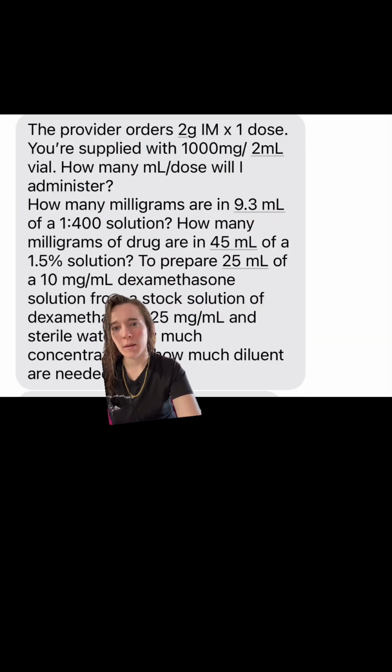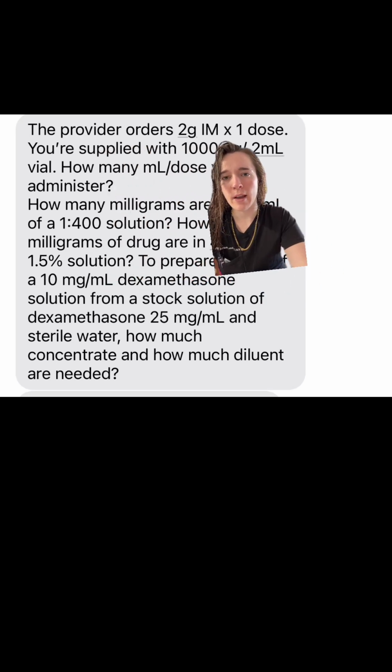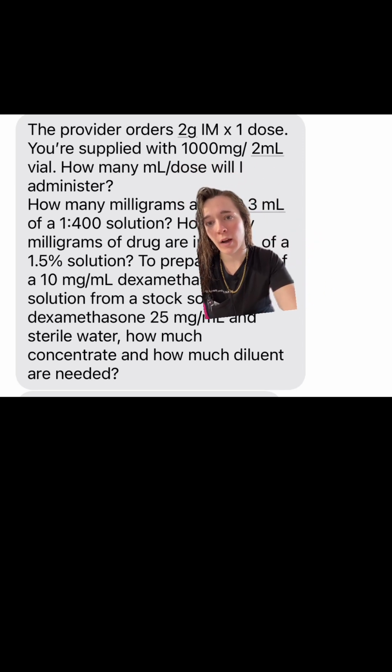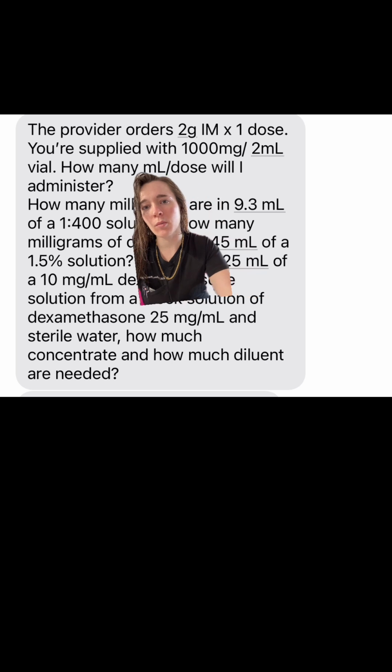All right, so a friend of mine is applying to be a hospital pharmacy technician, and she's asked me to help her through some of the problems. So these are some questions that she sent me. All right, the provider orders 2 grams IM times 1 dose of a drug. You're supplied with 1,000 milligrams per 2 ml vials. How many mils per dose will I administer?